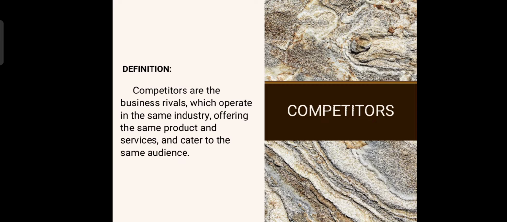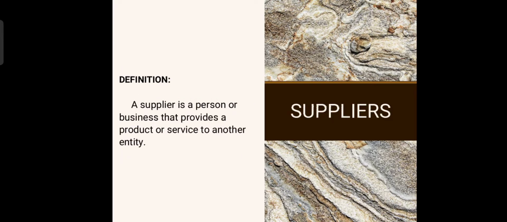The next one is suppliers. A supplier is a person or business that provides a product or service to another entity. Suppliers provide the materials a company uses to produce its own goods and services. A supplier is a person or organization that provides a company with products or services that it needs. Suppliers can be used by a variety of businesses as a resource for products or services to help them. So the next one is about customers.